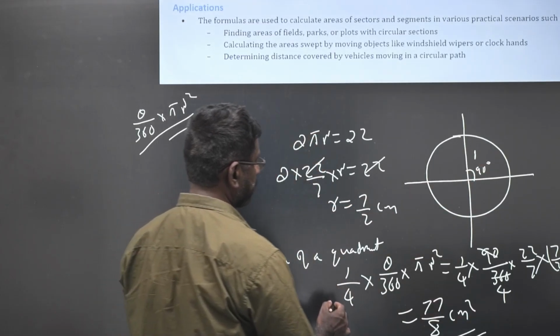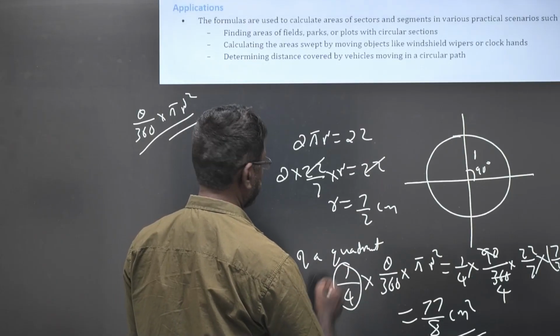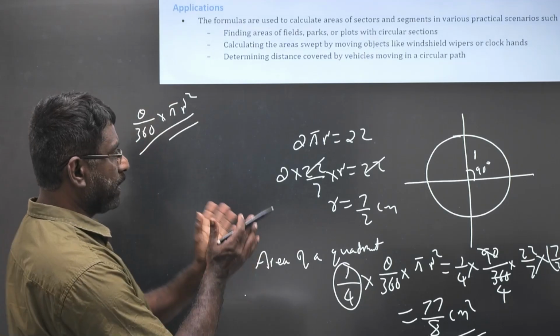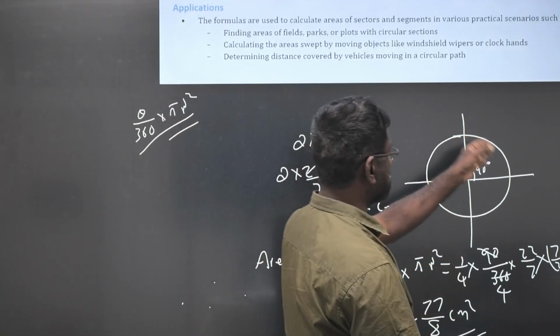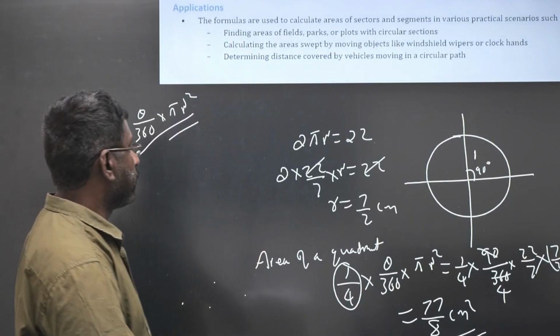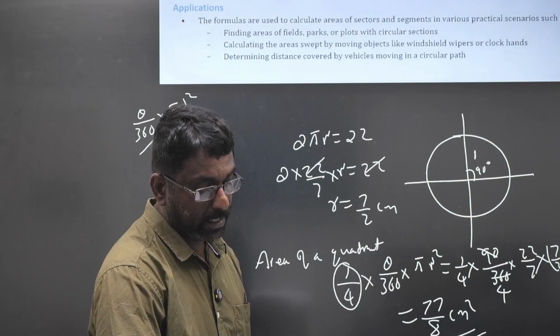So here we have to find out area of only one quadrant. This is the area of the whole circle, so we take 1 by 4th of this area, the required area. That is called area of one quadrant. This is the answer.